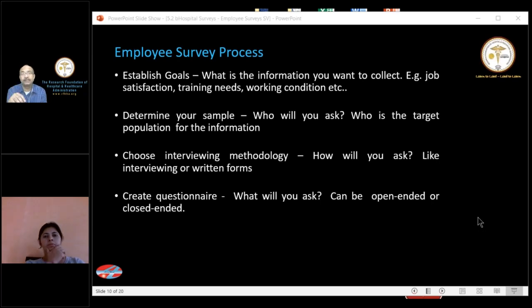So validating a questionnaire is an important exercise, and that can be done using either the Cronbach's alpha scoring system, or there are many other ways of doing it. And for this purpose, typically a pilot is required. So we do a pilot, validate the questionnaire, and then we implement it for our sample size.